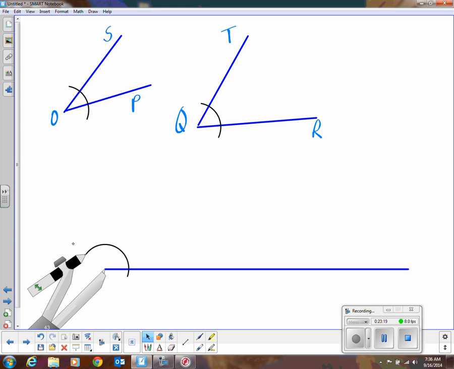Now, this is the only part of the test that you're going to write out. So if these arcs are unequal, then they're not going to be a correct sum. So now we've got to start to measure our arcs.